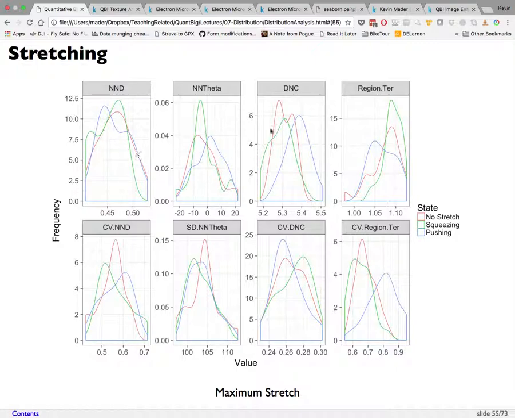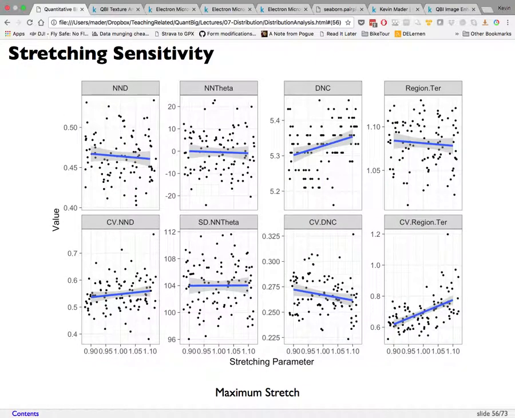So with stretching, you can do the same sort of analysis, where you have no stretch, squeezing, pushing. The nearest neighbor distance and the region territories that we had last time are not particularly good at it, but we now have these other parameters which could be useful, the Delaunay neighborhood count or some of these other metrics. And then you can apply it and try to figure out which one of these has the strongest trend with your change in parameter in order to pick the best, most sensitive metric to actually measure that change in the system.